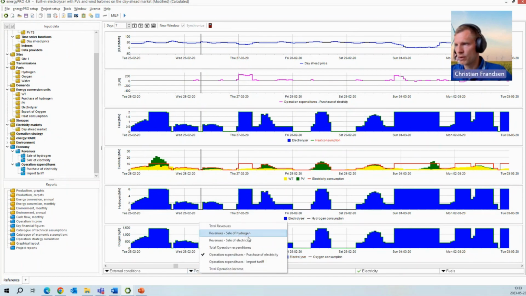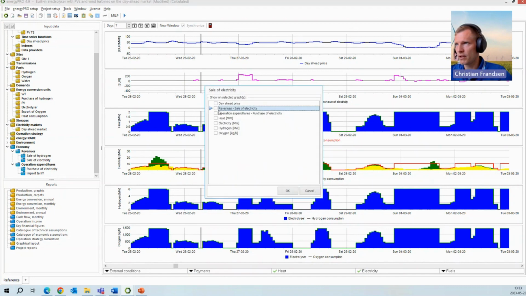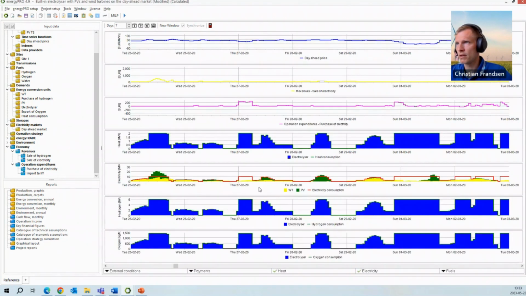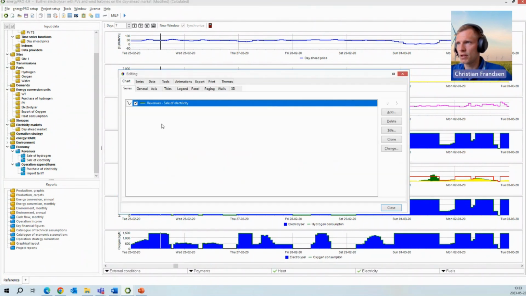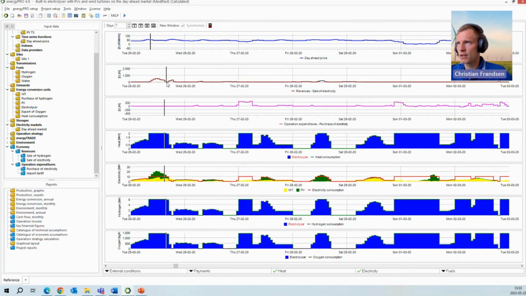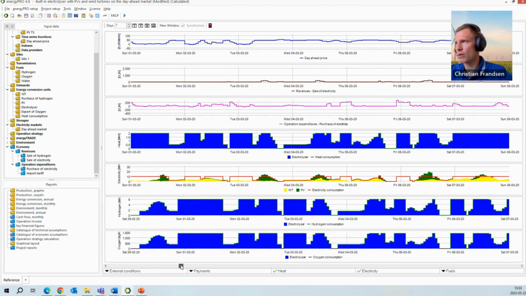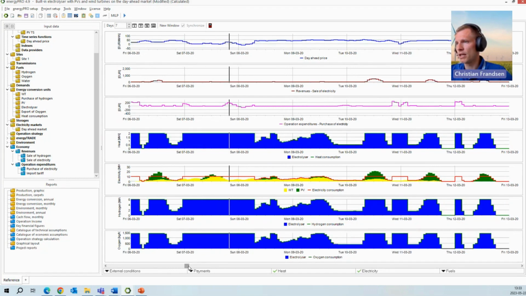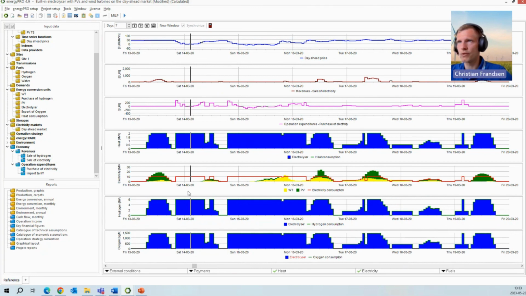You could also have a sale of electricity. And here you can see that this graph, maybe it's not so easy to see. Let's make it darker color. You can see that it follows the excess electricity production that is not consumed by the electrolyzer. That gives a revenue here. So all these payments are now available in a timestep resolution.